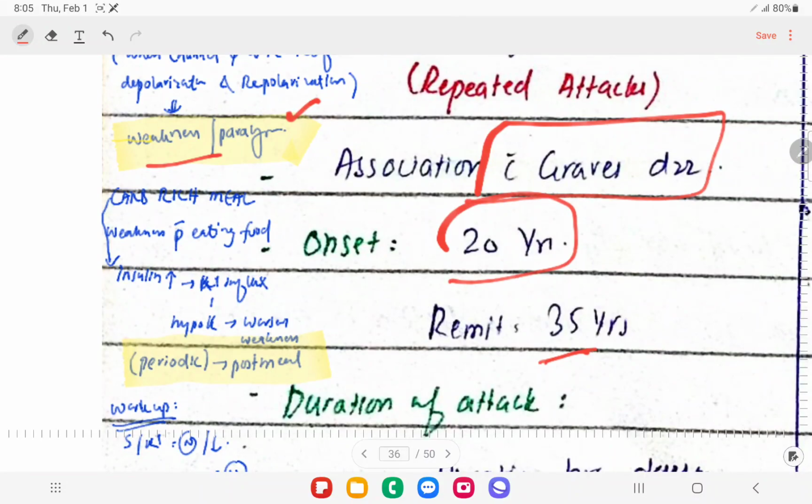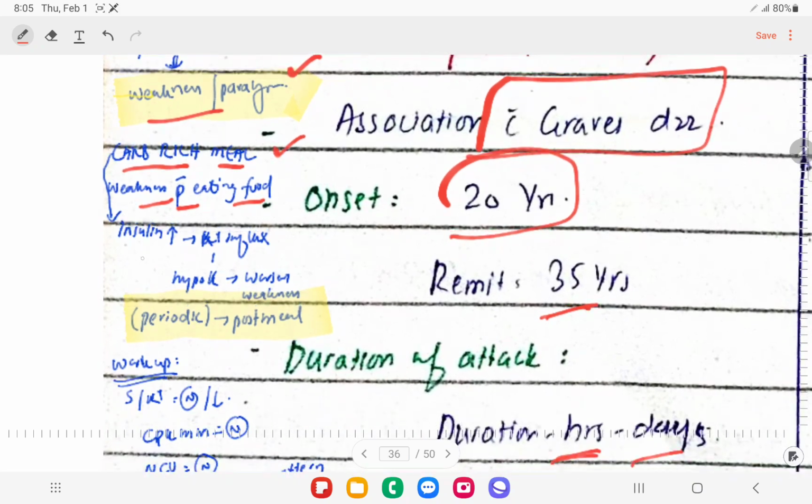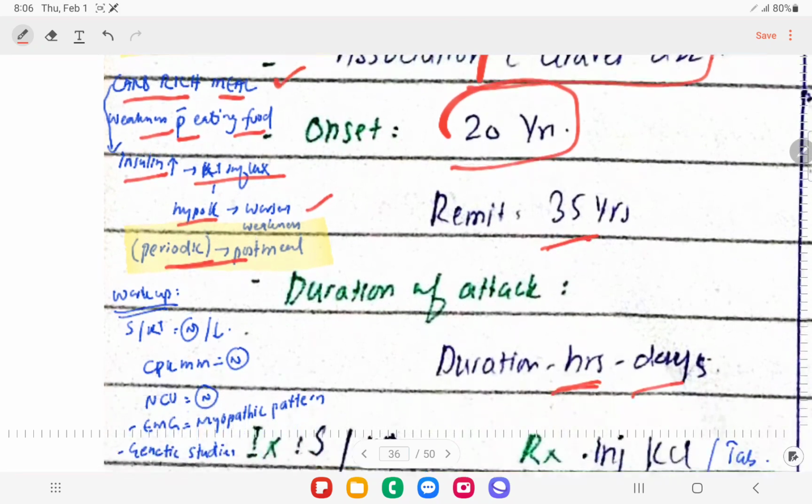These symptoms get worsened by carbohydrate rich meal intake, right? So weakness after eating food happens because of the increase in insulin. That is going to cause potassium influx into the cell, right? This is going to cause hypokalemia, and the weakness gets worsened. So that's why we call it periodic, right?